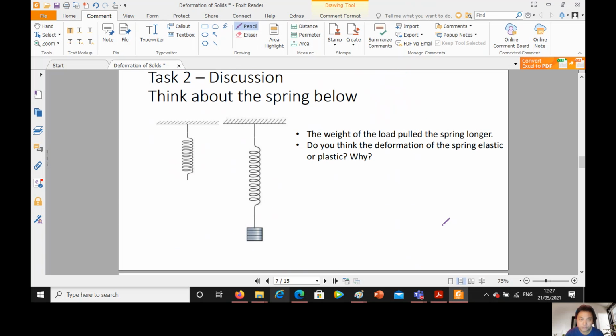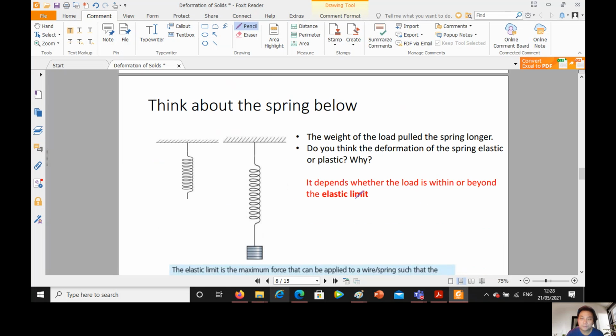Let's do some further discussion. Now I want you to look at the diagram. You can see a spring hanging from the ceiling, and if you add a load here, because of gravity, the load is going to pull the spring longer. The weight of the load pulls the spring longer. Now I've got a question. Do you think the deformation of the spring is elastic or plastic, and why? I'll give you a few seconds to think about it. You may pause the video to discuss this question.